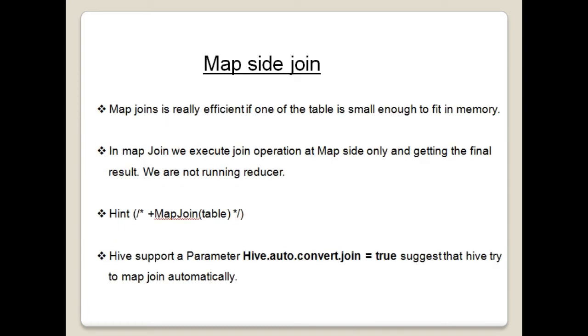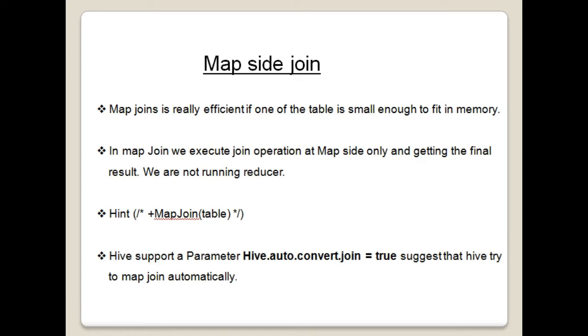Next is map side join. So friends, this is one of the most important performance techniques we use in our Hive. Whenever we have a situation where I have one small data set and one large data set, in that case we should always go for the map side join. Map side join is really efficient if one of the tables is small enough to fit into the memory.